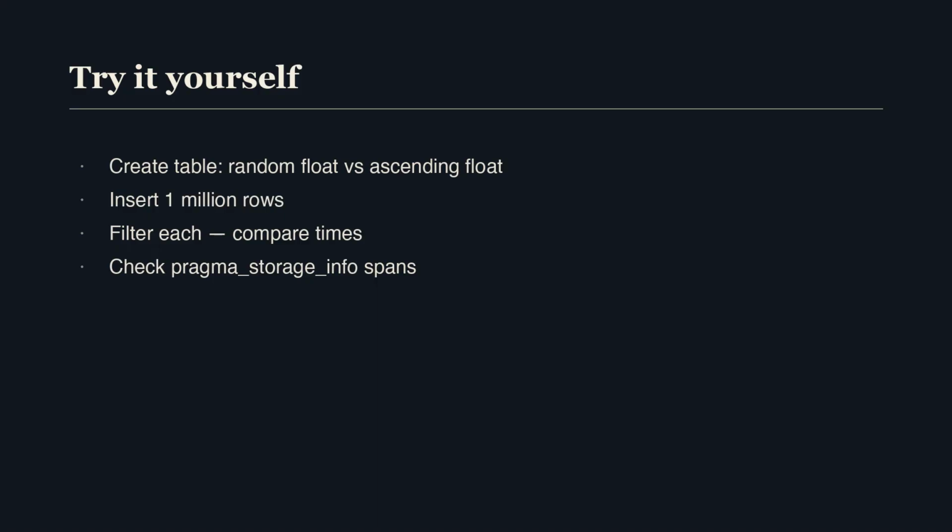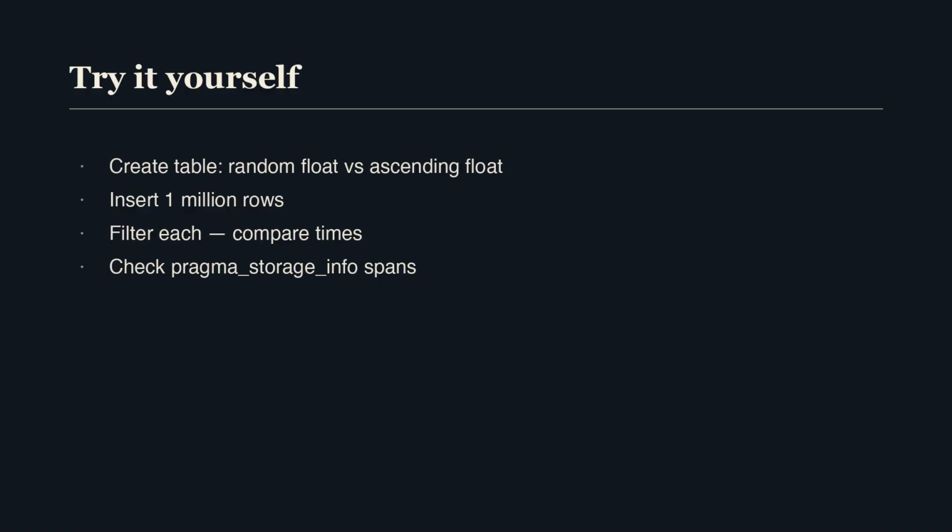Check the spans. The question to think about: what is it specifically about i divided by 10 that makes its zone maps tight? What would happen if you sorted the random column at insert time? Would its zone maps change? The answer is in the exercise file. Pause here and try it first.